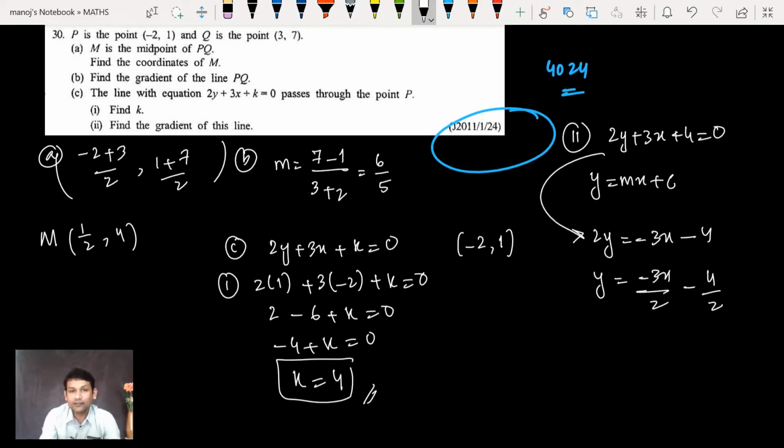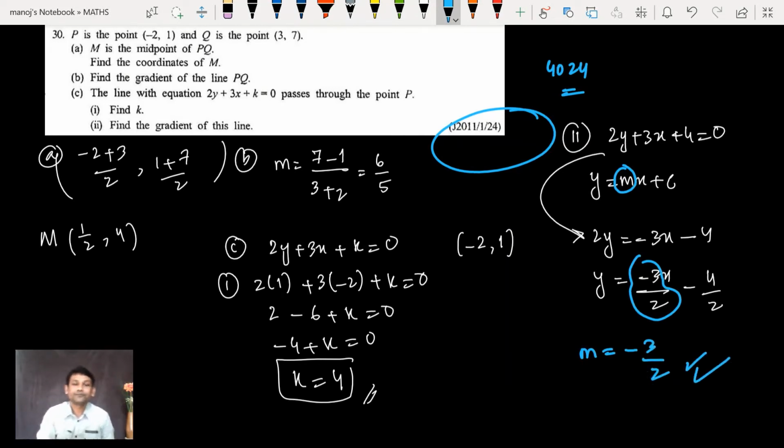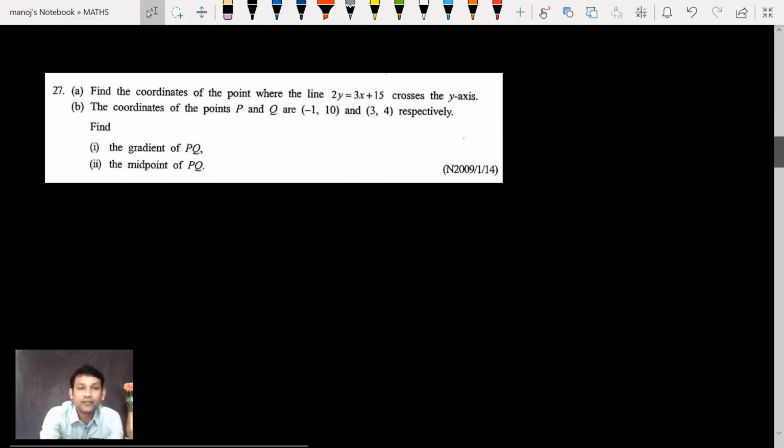Now from this equation you can compare: m, the coefficient of x, is minus 3 upon 2, and that means you can write the gradient of this line is minus 3 upon 2, and that's we have done it. Okay, these are the questions from past papers, O-level maths.